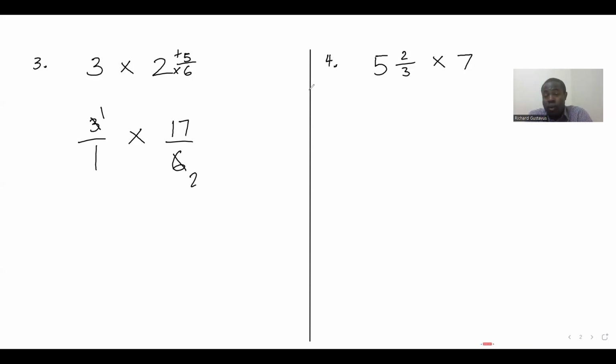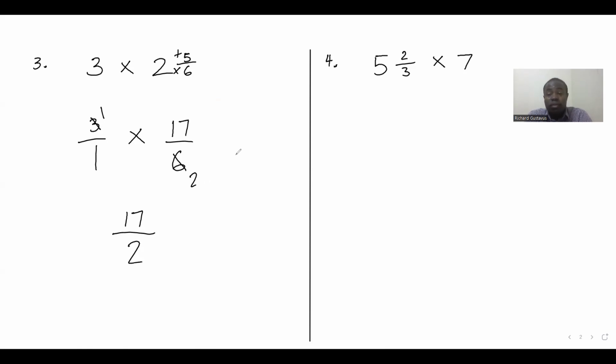Just in case you're wondering, why did I use 3? I used 3 because 3 is the highest common factor of 3 and 6. All right, then we check the next diagonal, which would be the 1 and the 17. That can't be reduced. So we multiply the numerators. So it's 1 times 17, which are our numerators. That will give us 17. Then we multiply 1 times 2, and that will give us 2.